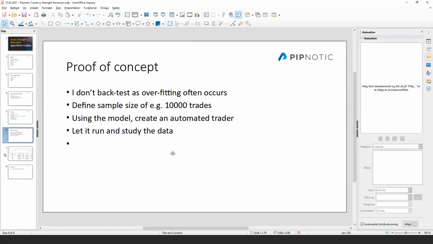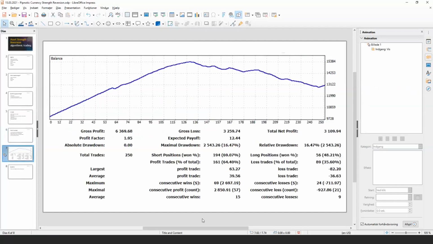So if I just show you very quickly what I have so far, I opened it maybe 2 weeks ago. The algo started to run. I'm just going to show you what it looks like so far. We started off with $10,000. We currently have a net profit of 3,100. So we have 31% in 2 weeks, which is absolutely remarkable.